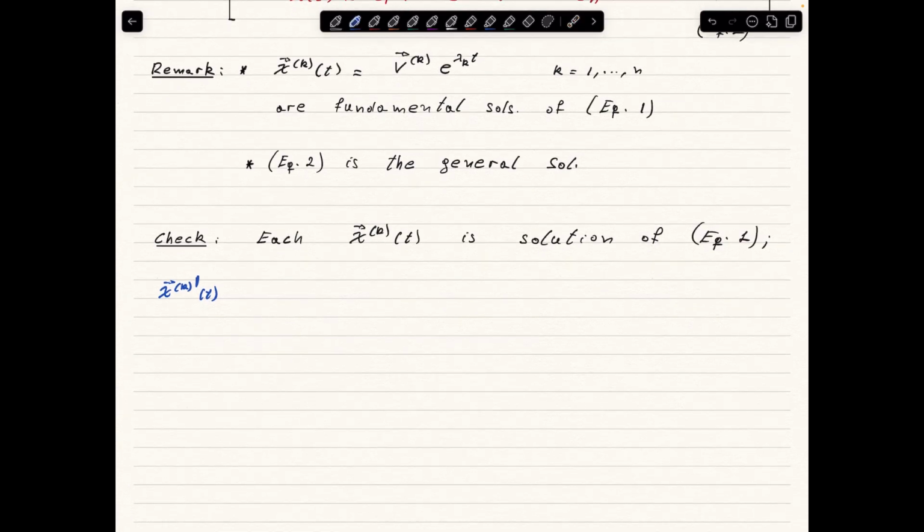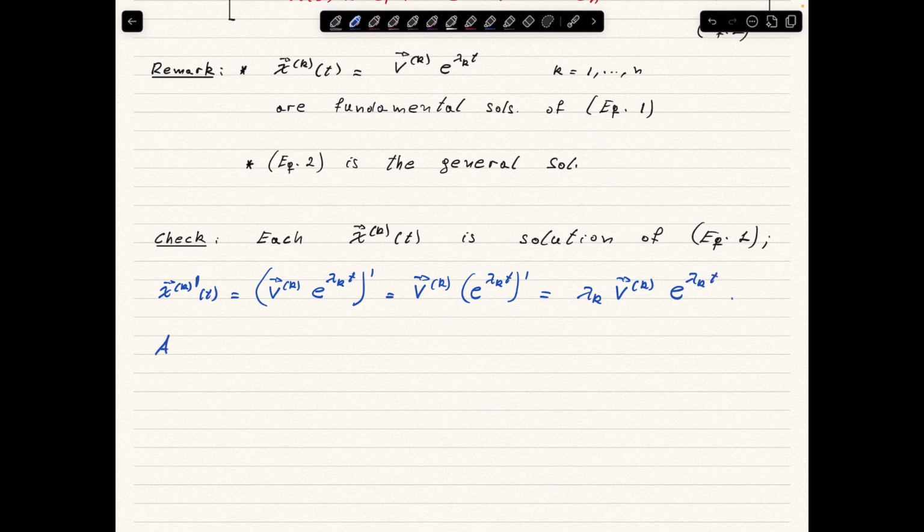So let's compute the derivative. What is the derivative of that? This is the vector vk, which is a constant vector, times exponential lambda k t, and we are computing the derivative of that. But the vector is a constant vector, so we can pull it outside the derivative. We need to compute the derivative only of the exponential lambda k t, which we know. We drop a lambda k, we still have the vector, and then the same exponential lambda k t.